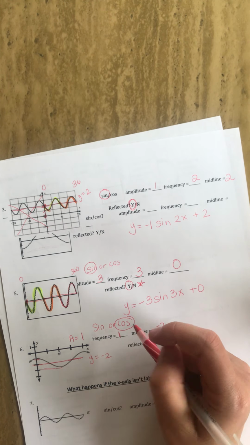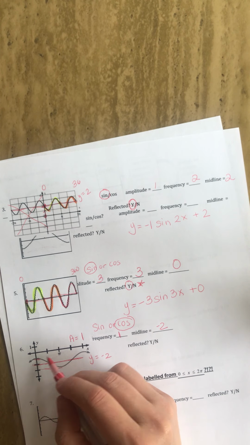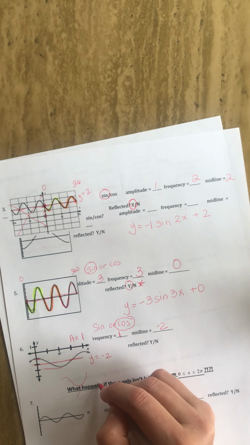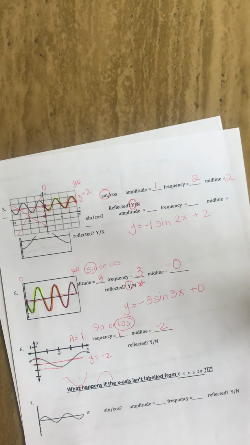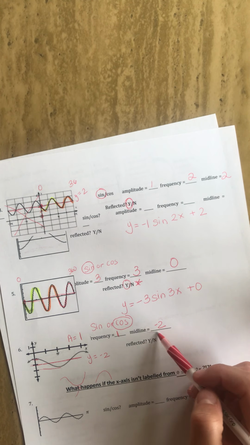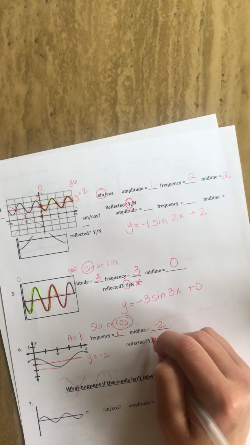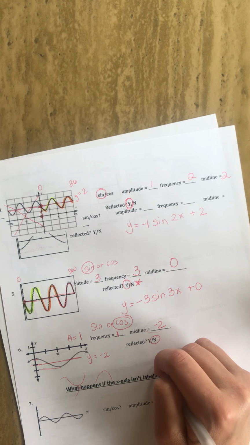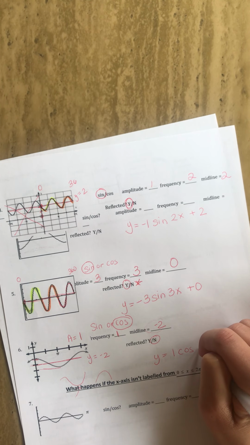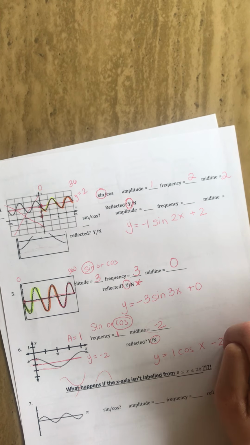And is it reflected? Well, the sine curve goes like this right here. This is one that is not reflected. If it's reflected or flipped, it looks like this, so no. The reason why it was shifted is because it was shifted down 2 units based on that midline. So no, it wasn't reflected. We have y is equal to 1 cosine x minus 2.